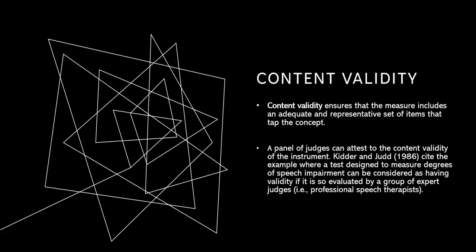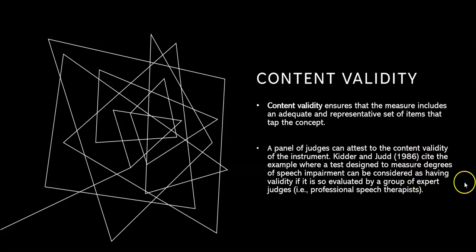First is content validity. Content validity is ensuring that the measurement is adequate and represent the items that you are measuring. This would be done by meeting the experts, by taking your items and checking whether they are valid or not from the perspective of the experts. For one of the examples, a panel of judges will be used to identify the validity of the content of the instrument.